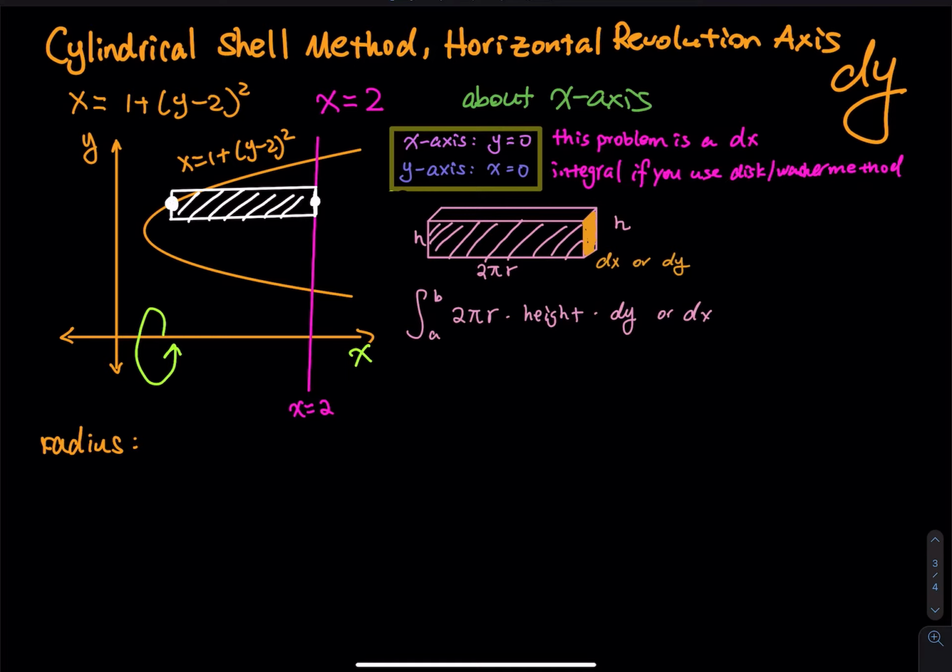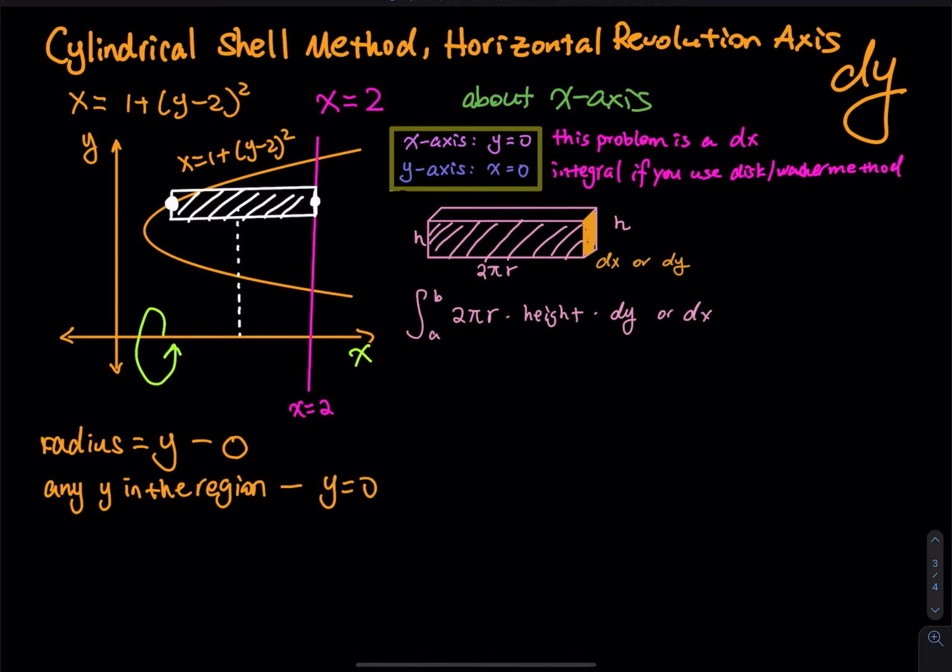And then the radius is what? The radius is the distance between this rectangle and the revolution axis, which is this distance right there. So how do you find that? You will be using any y minus the x-axis, which is y equals 0. So this is any y in the region, and then you minus the x-axis, which is y equals 0, and this is the x-axis.